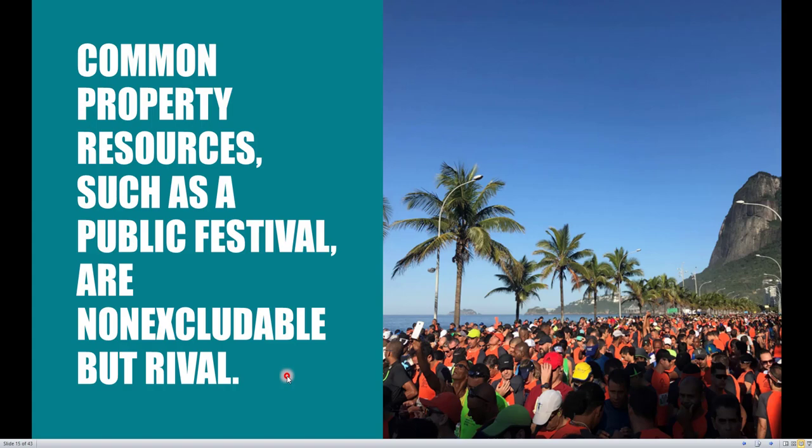And common property resources are going to be a little bit easier to think of examples of, because these are things that we deal with in our own everyday lives a little bit more often than public goods. An example, as you can see on the slide right here, is public festivals. It's not excludable because it's open to the public, but it is rival in consumption if too many people use it. So if this one person right here who's taking a selfie is taking the best spot to take a picture, no one else can use that particular spot. So you lose a little satisfaction and utility from that.